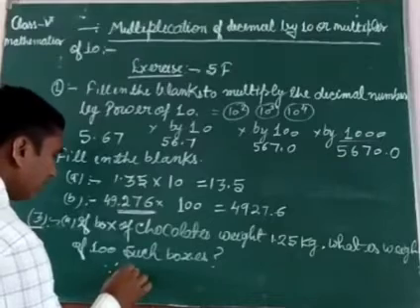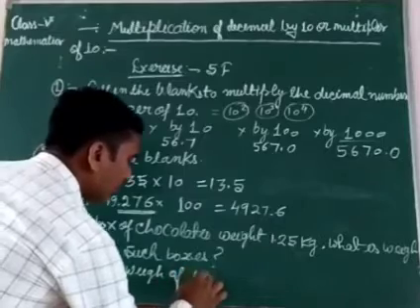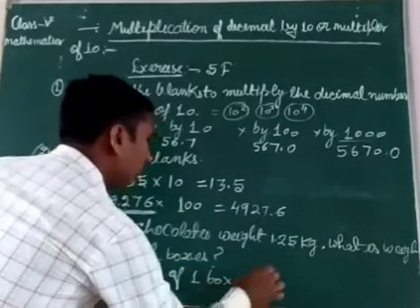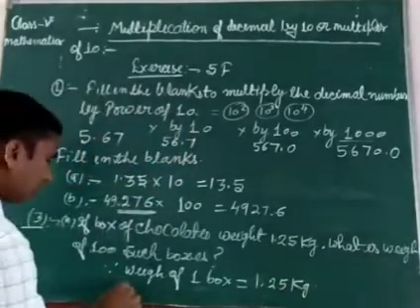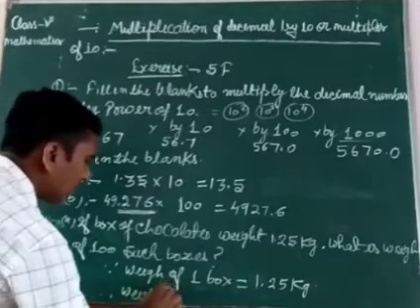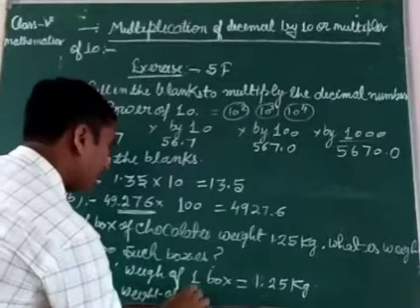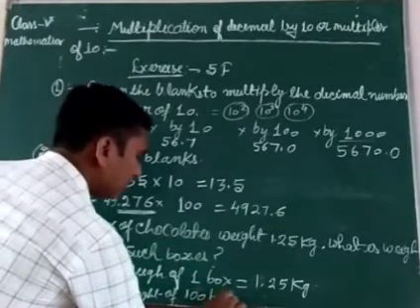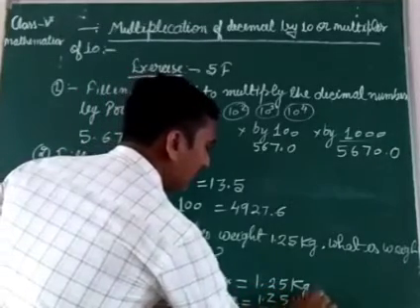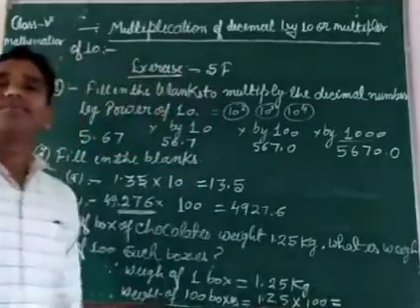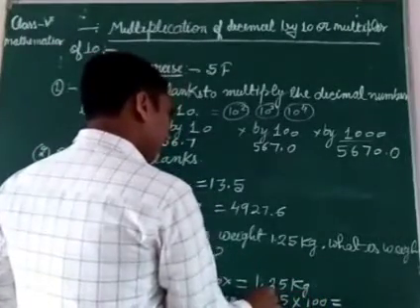Since the weight of one box is equal to 1.25 kg, therefore the weight of hundred boxes is equal to 1.25 multiplied by 100. How will you multiply it? You will multiply it by the short method.